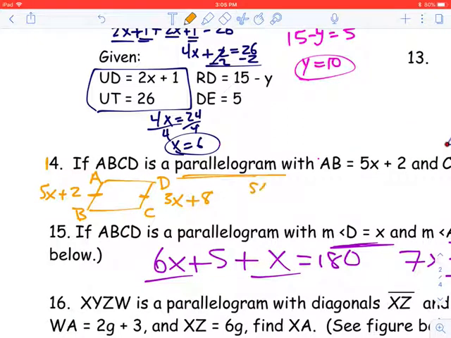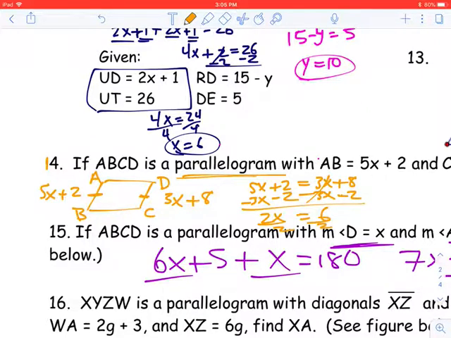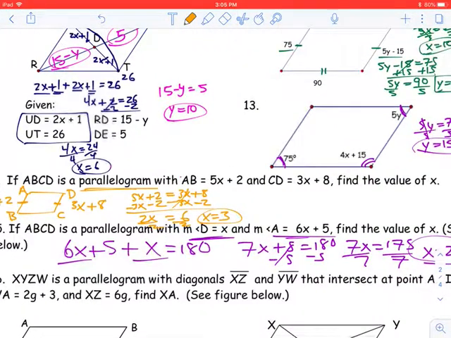So 5x plus 2 equals 3x plus 8. So I subtract 3x from both sides. That's 2x. And then I'm going to subtract 2 from the other side as well. That's 6. Divided by 2, x equals 3. And that's all I had to find for that one, x equals 3.